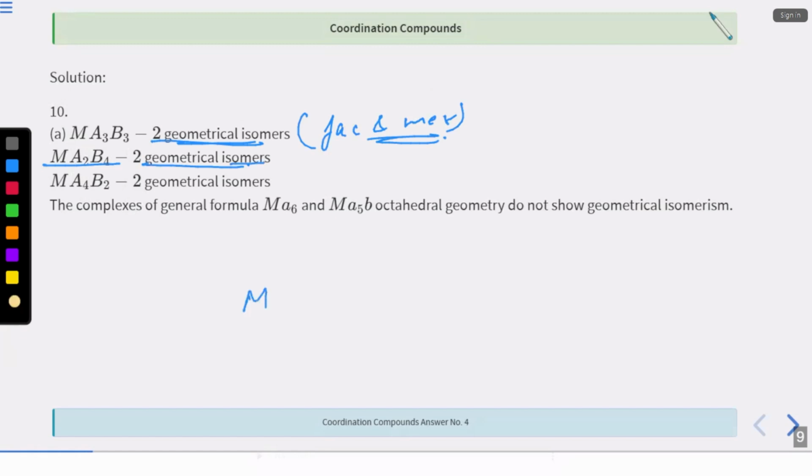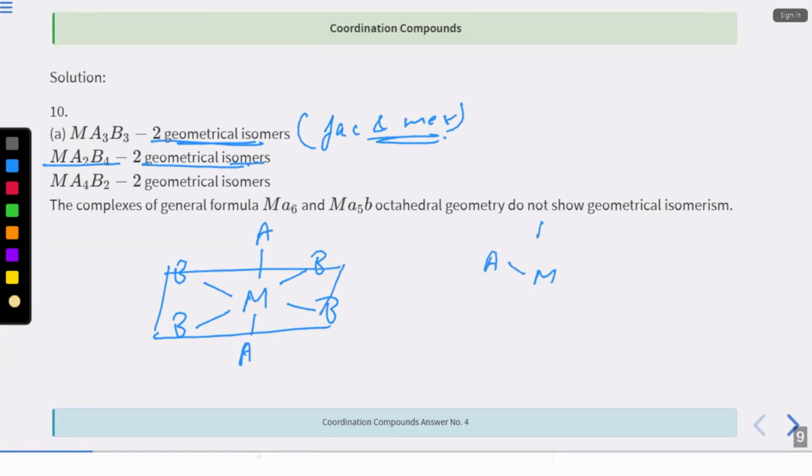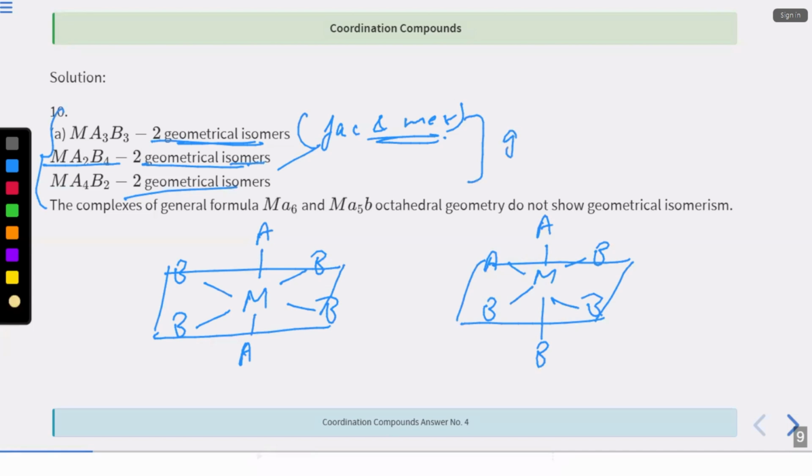MA2B4 has two geometrical isomers. So let me draw. It would be something like this. One, you can draw it like this, MA2B4, where these four are in the same plane. And second would be M, A in the same plane and A like this, and just like this. Okay, so this is one isomer, this is another isomer. So MA2B4 also has two geometrical isomers. Now MA4B2 also is the same. Just replace A with B, you will get the same thing. So basically, these three have geometrical isomerism.